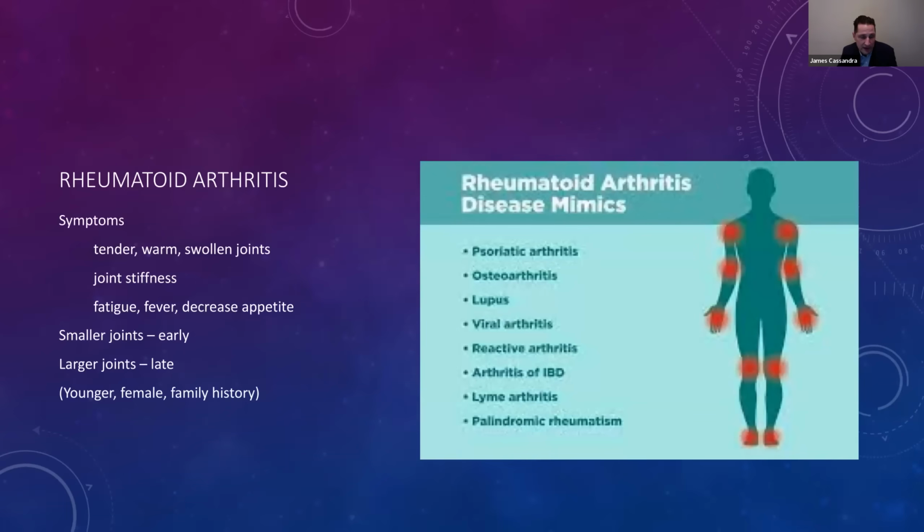The joints are tender, warm, swollen. There's joint stiffness, fatigue, fever, decreased appetite. Usually early in the disease process, the smaller joints are affected. As time goes on, larger joints can be affected. Anytime I see a younger patient, sometimes female, family history, and there's multiple joints that are painful, I always keep rheumatoid in the back of my mind. Other things to consider: psoriatic arthritis and the differential diagnosis, osteoarthritis, lupus, viral arthritis, Lyme's disease.